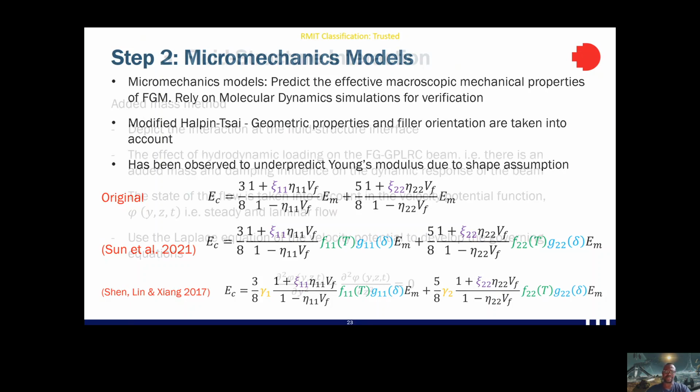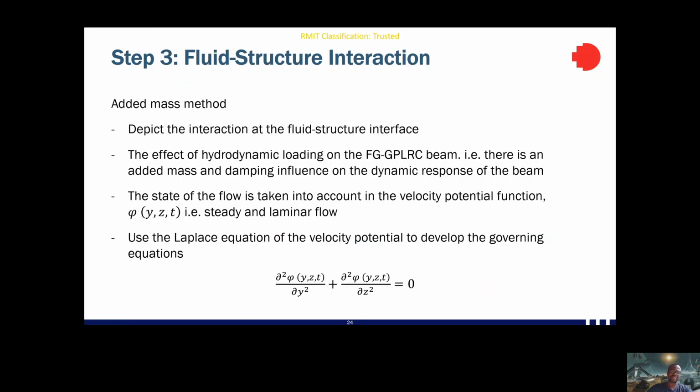The third step is the fluid structure interaction, which is used to depict the interaction at the fluid structure interface. And so this takes into account the hydrodynamic effect. And I also mentioned that I'll be interested in the effect of the fluid flow on the dynamic response of the beam, and this is taken into account in the velocity potential function.